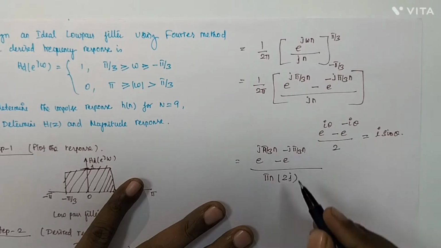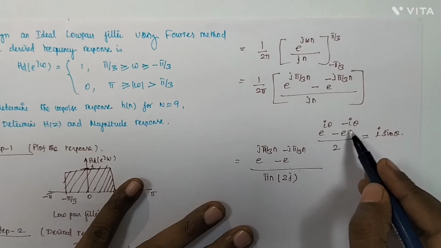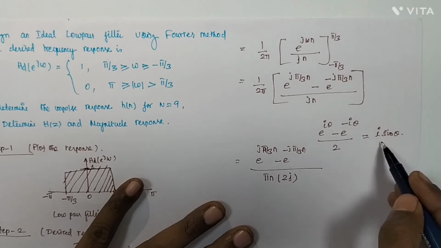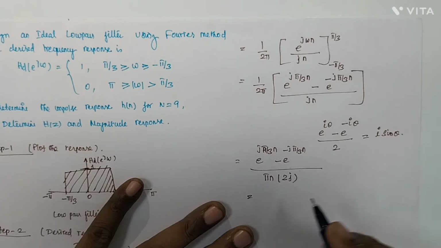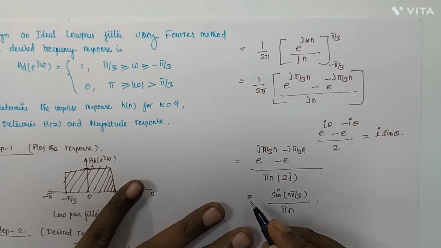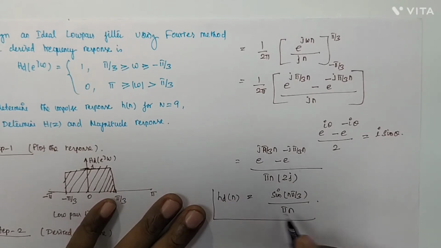So e power i theta minus e power minus i theta by 2i is equal to sin theta. That value is sin n pi by 3 divided by pi n. So this is the desired response. So step 2 is over.